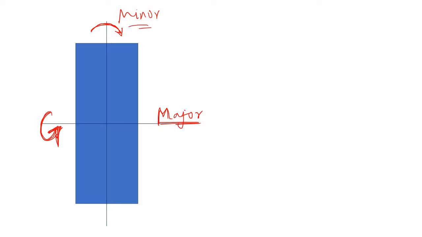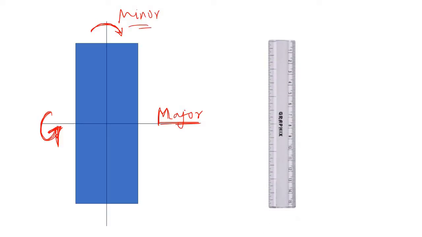As simple as that. Okay, and if it is not clear to you, in that case simply consider this scale. Okay, if you try to bend this scale about this major axis, let's say the cross section of this scale is like this. Now if you try to bend this scale about this axis, definitely you will have some problem. Okay, but if you try to bend this scale about this minor axis, you can easily bend it. Okay, so this is all about major axis and minor axis.